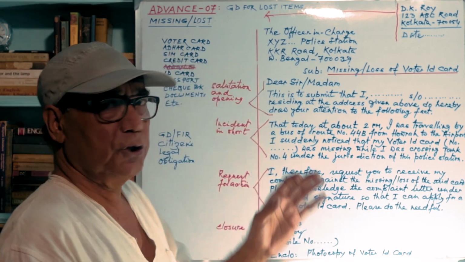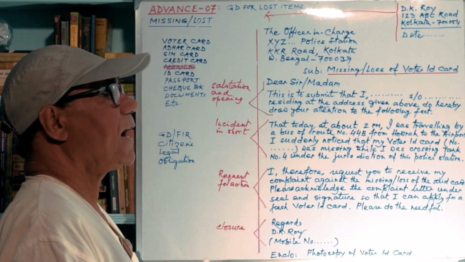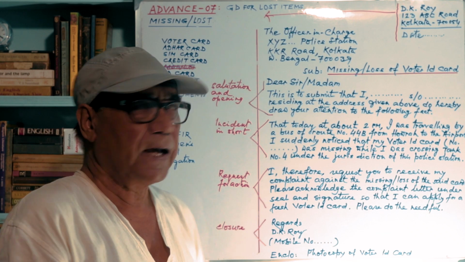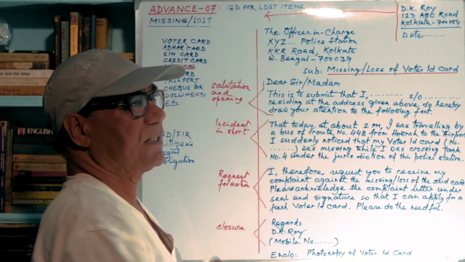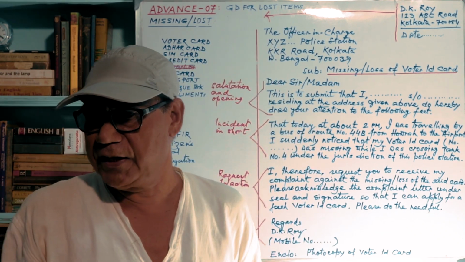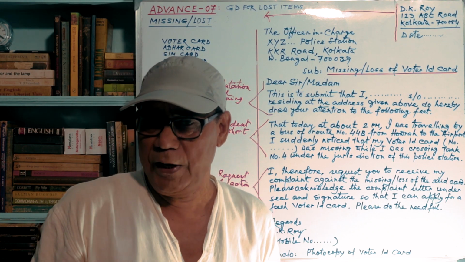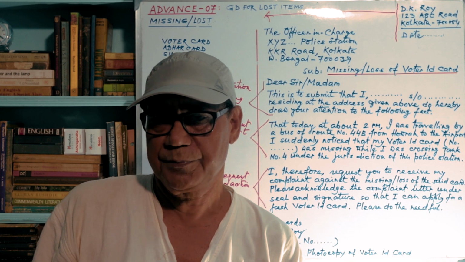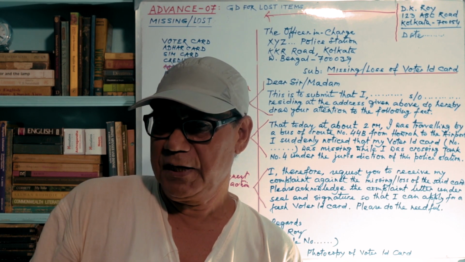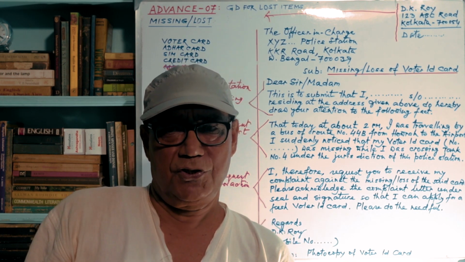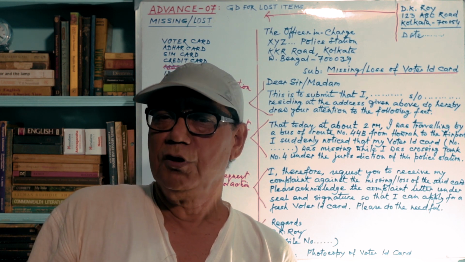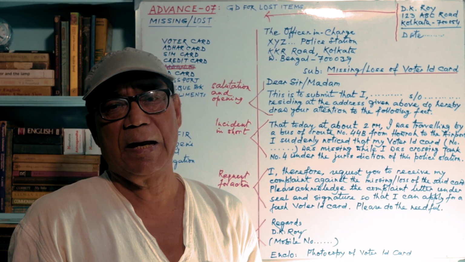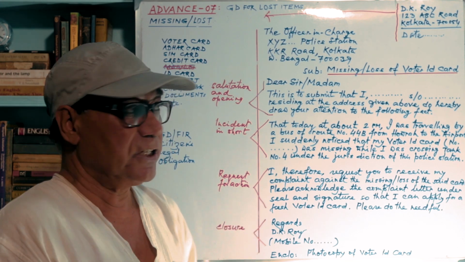Suppose you have lost your voter ID card, so you must write a letter and you go to the police station, and it will be a GD, that means a general diary, not an FIR. Why not? Because you are not writing against anybody, and it is not a criminal case also. It is just an intimation that you have lost your voter ID card. So there is no question of an FIR. It would be a GD.